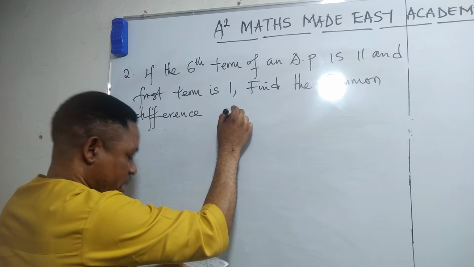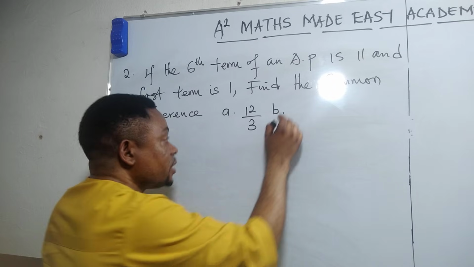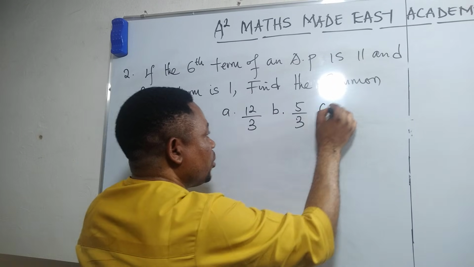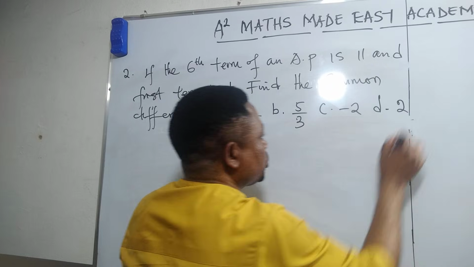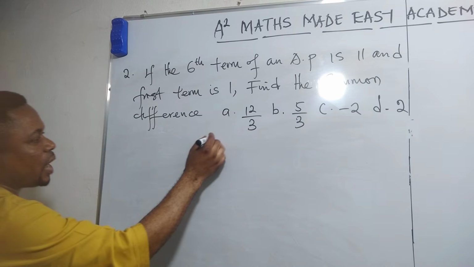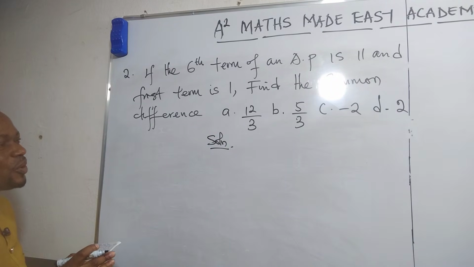Option A says 12 over 3. Option B says 5 all over 3. Option C says minus 2. And option D says 2. Now this is also arithmetic progression, and what we are looking for is what we call the common difference.